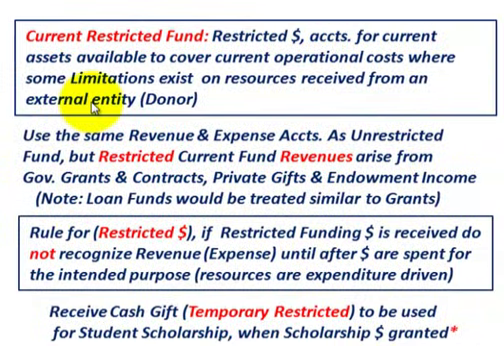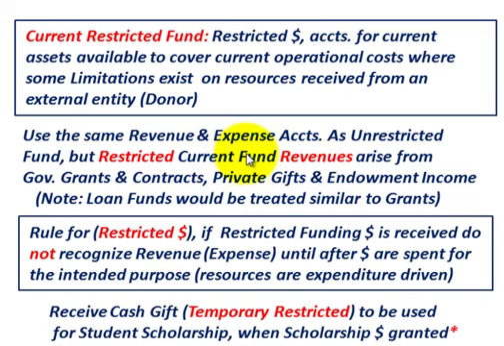Now let's go up and look at our current restricted fund. This is where we're going to have some restricted dollars, and it accounts for the current assets available to cover current operational costs, where some limitations exist on the resources received from an external entity like a donor. Again, we're going to use the same revenue and expense accounts as we did in the unrestricted fund group, but there's going to be a restricted current fund.